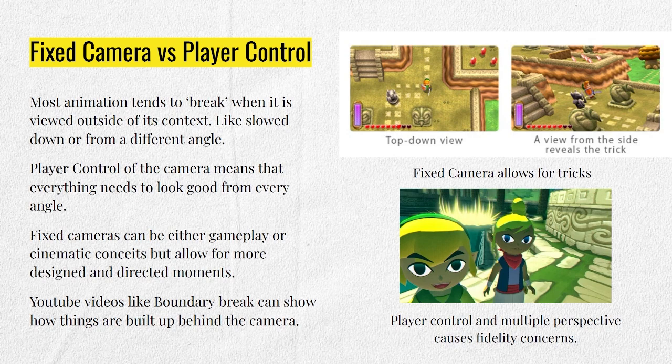So you'll have player control cameras where the player can control everything and they can find any angle they want. That creates a hell on production because everything needs to look good from every angle. And if it doesn't look good from any angle, it's going to be like, I don't like that. But if you go fixed camera in either gameplay or cinematic, you can create a lot more designed and directed gameplay and moments in animation.